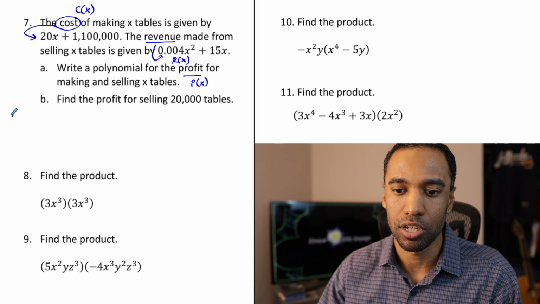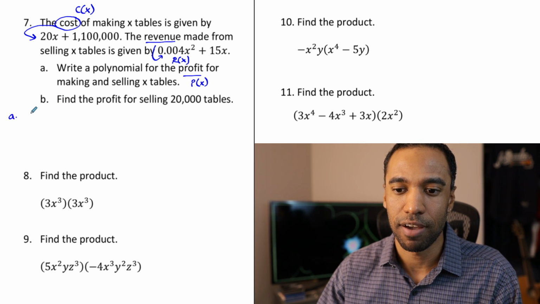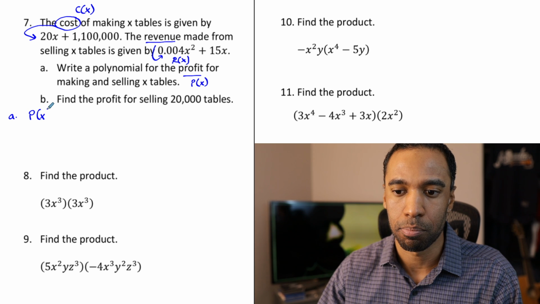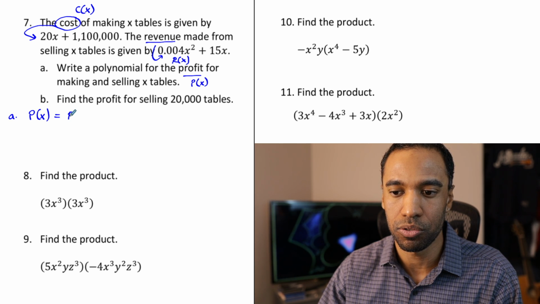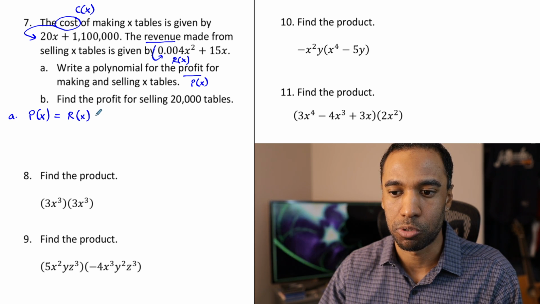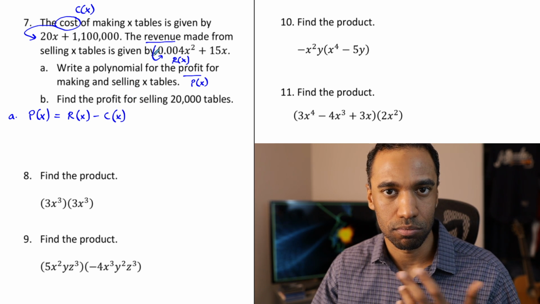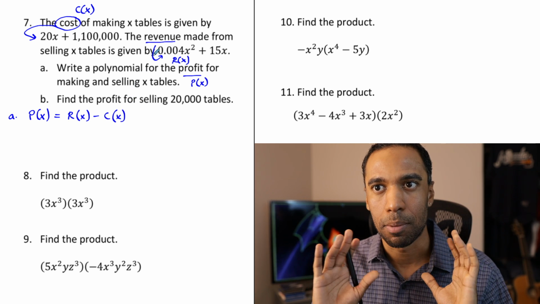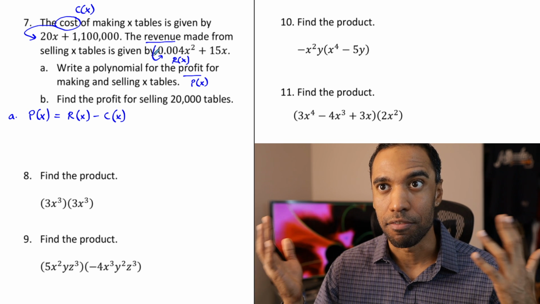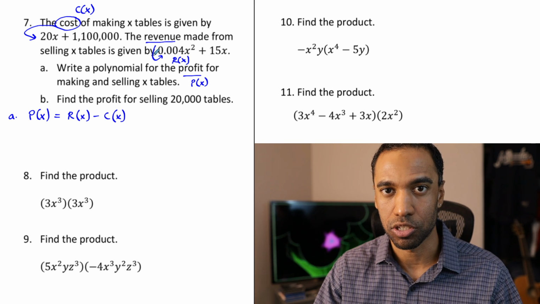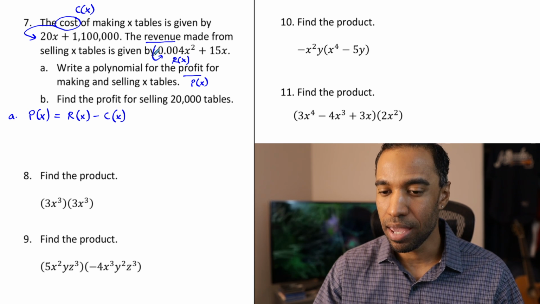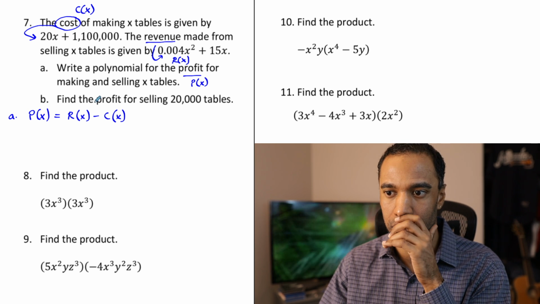To write the polynomial with function here, to find profit for something, guys, the profit of something, you take the revenue that you make and subtract the cost that you spend, right? Profit, net profit, is how much you earn minus how much you spend. If you make more than you spend, you have positive profit. If you spend more than you make, you'll have negative profit. And that's what happens here.